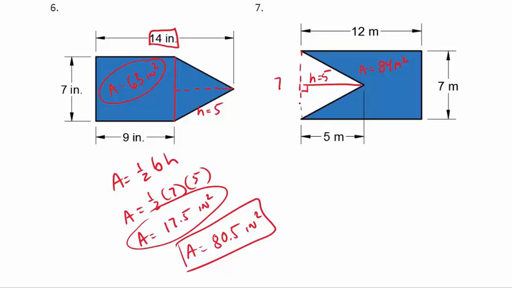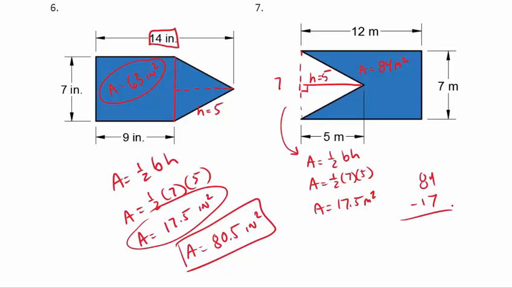So the area of that triangle is going to be 1/2 base times height. So 1/2 times 7 times 5. That's the same calculation we did over here. So we know that that's going to be 17.5, in this case, square meters. Okay, so now I'm just going to take the area here. I'm going to take 84 and subtract 17.5, subtracting the area of the triangle away.